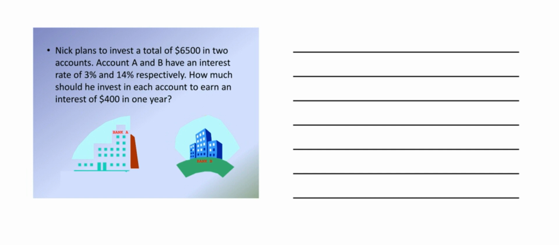Nick plans to invest a total of $6,500 in two accounts. Account A and B have an interest rate of 3% and 14% respectively. How much should he invest in each account to earn an interest of $400 in 1 year?